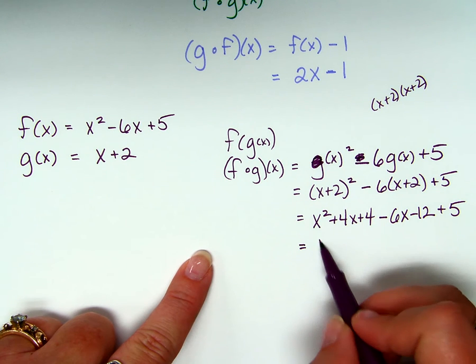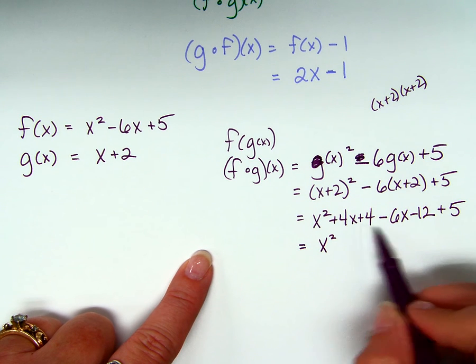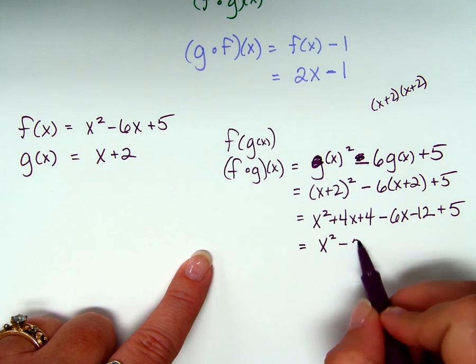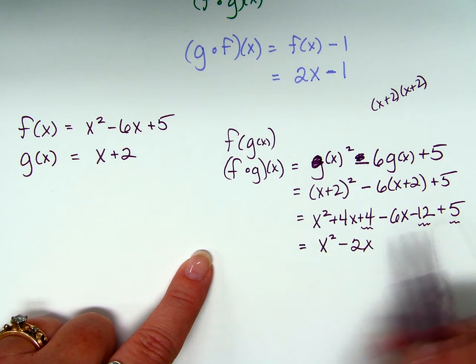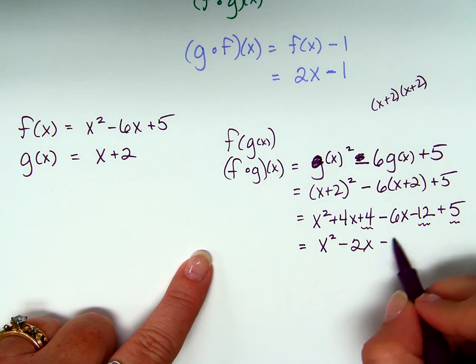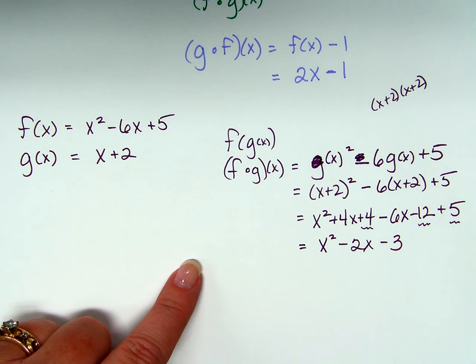So I have an x squared. I have a 4x and a negative 6x, so minus 2x. And then I have a 4 and a negative 12 and a positive 5. So negative 3. So that's f of g of x.